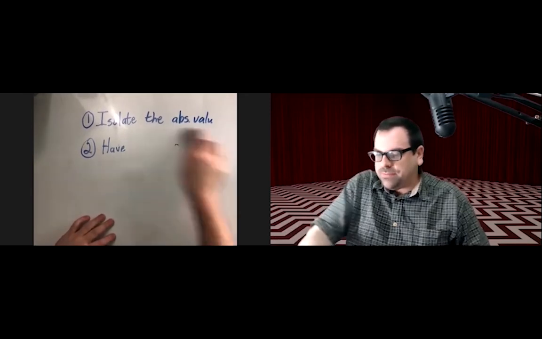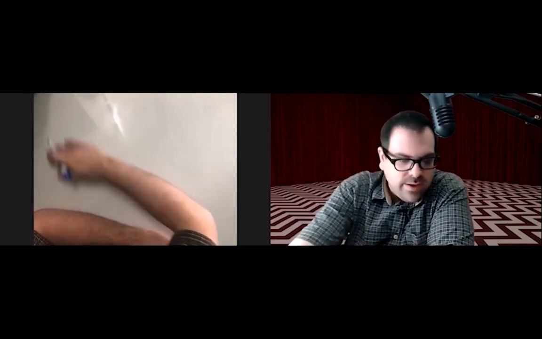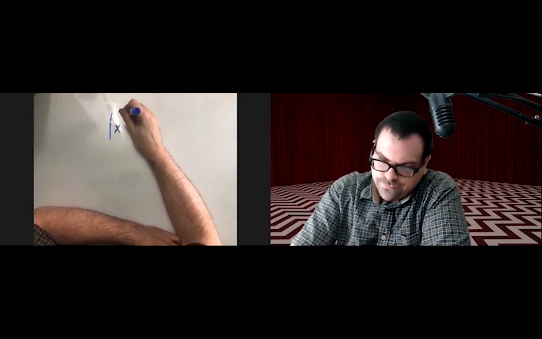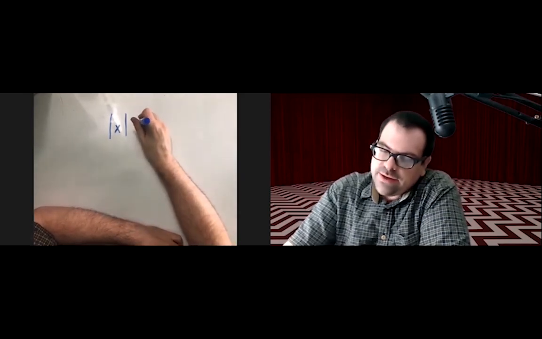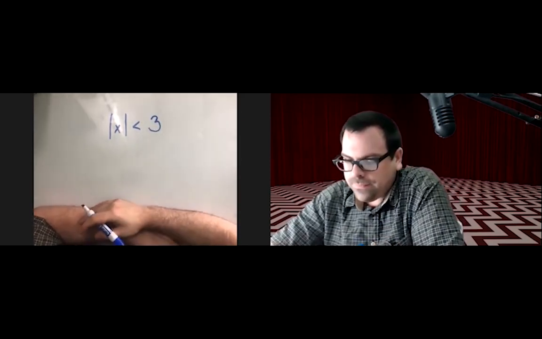To think about what this process is going to entail, let's break one of these down and dig deep into it. Figure out why it's going to give the things it does, and then we can use the process once we're convinced how and why it works. Let's take a look at, for example, the absolute value of x is less than 3.